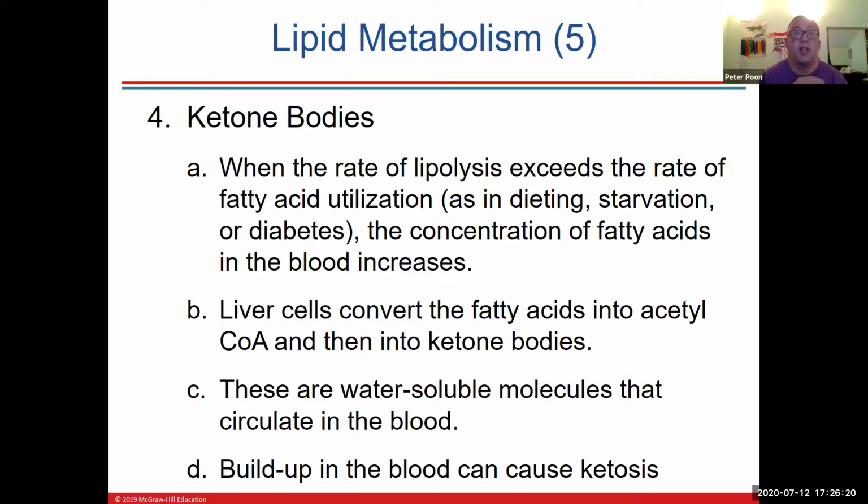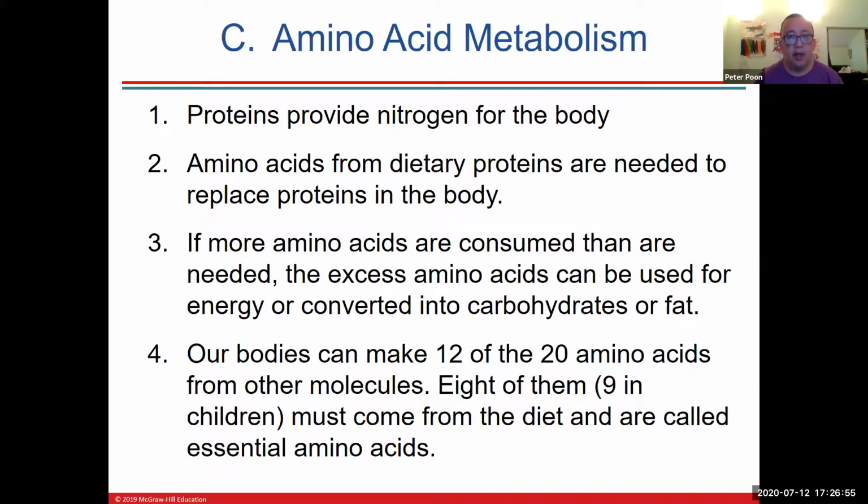Ketone bodies. When the rate of lipolysis exceeds the rate of fatty acid utilization, such as dieting, starvation, diabetes, or the keto diet, the concentration of fatty acids in the blood increases, and that causes the liver cells to convert the fatty acids into acetyl-CoA and the ketone bodies. The ketone bodies can ultimately go to different places, but the buildup in the blood can lead to ketosis.